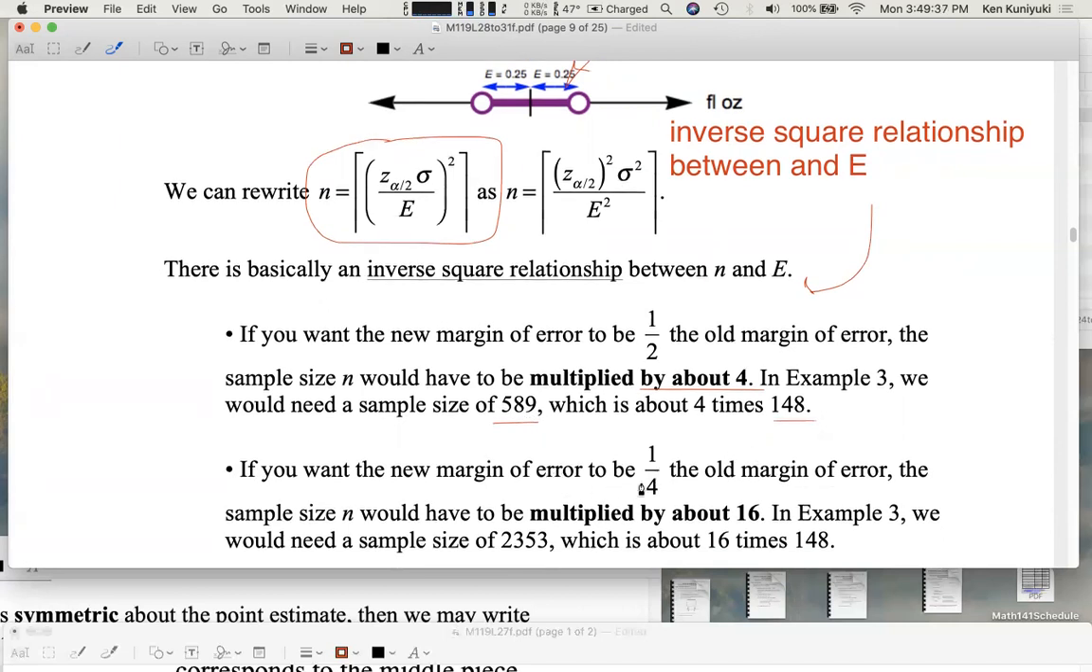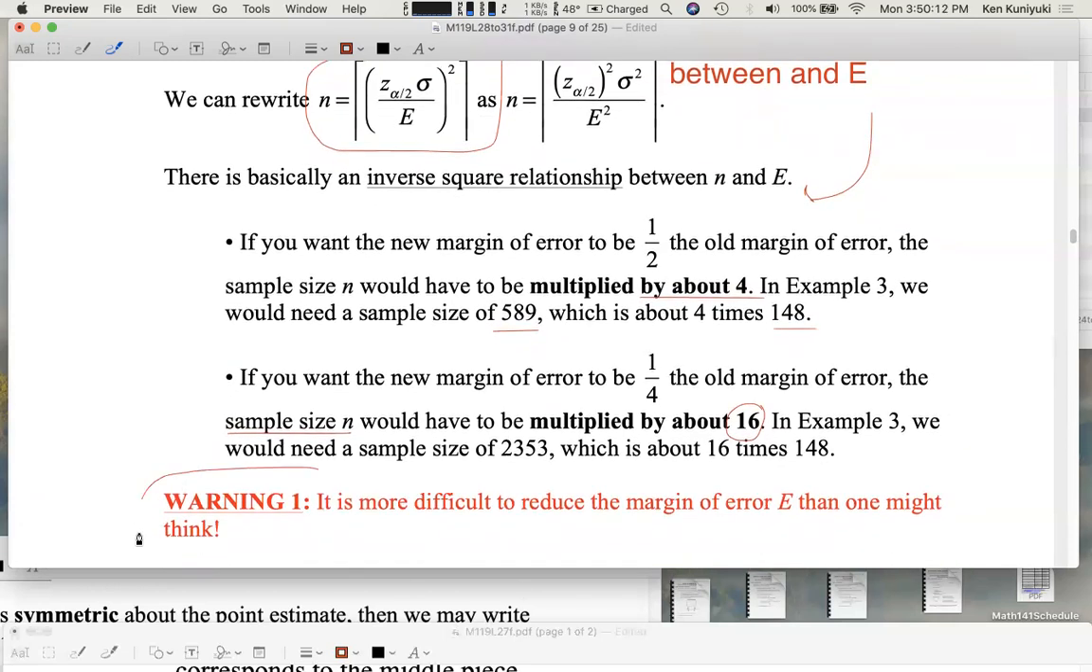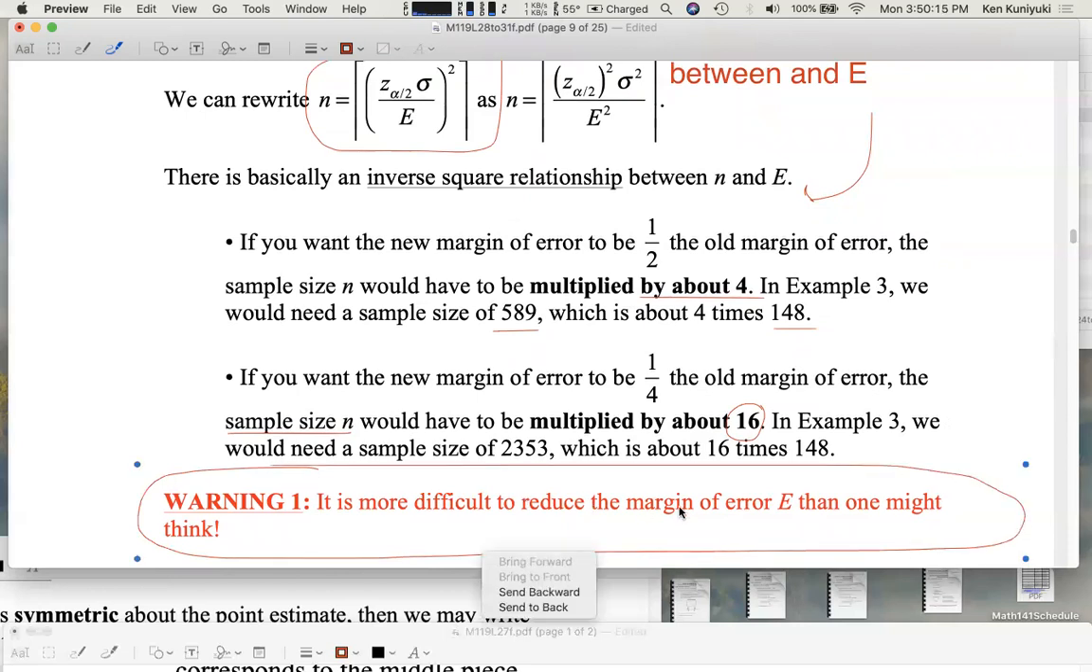If you want the new margin of error to be 1/4 of the old margin of error, then the sample size, little n, that's required, it's not multiplied by 4, it's multiplied by the square of 4, 16. If you want to reduce the margin of error down to 1/10, you need 100 times the sample size. So it's much harder to reduce the margin of error than you might think. So if your boss says, hey, why don't you just cut the margin of error in half? Your sample size has to grow. It's got to be multiplied by about a factor of 4. Warning, it is more difficult to reduce the margin of error E than one might think. The sample size has to grow a lot.